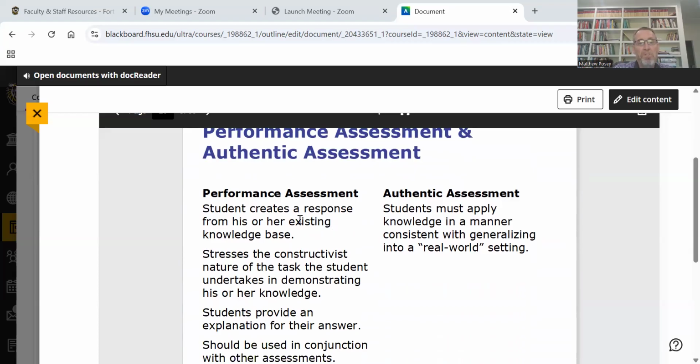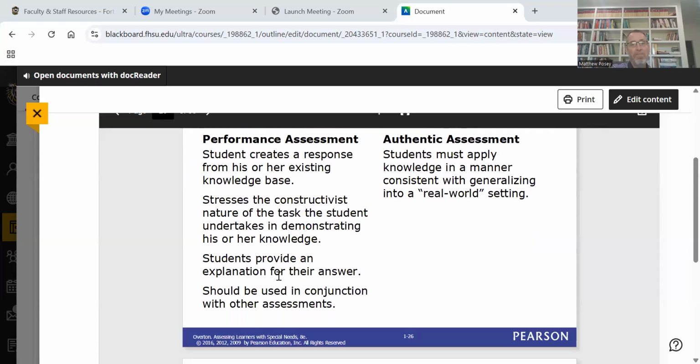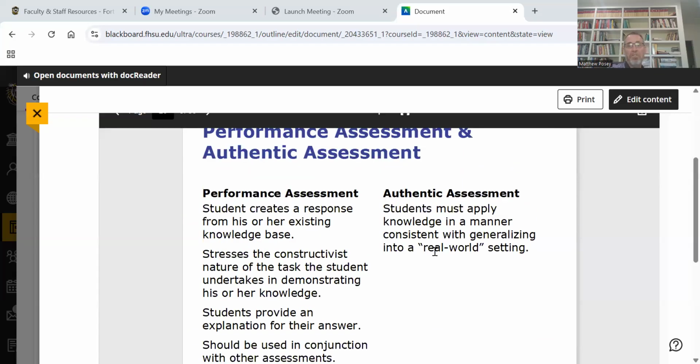So on performance, the student creates a response from his or her existing knowledge base. They could construct a task demonstrating their knowledge, provide explanation for their answer. Authentic assessment, students apply knowledge in a manner that's consistent with the real world setting.